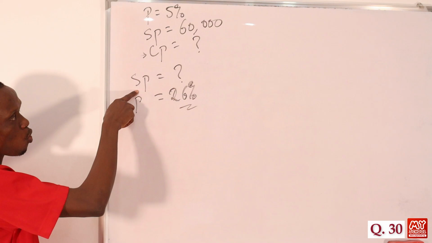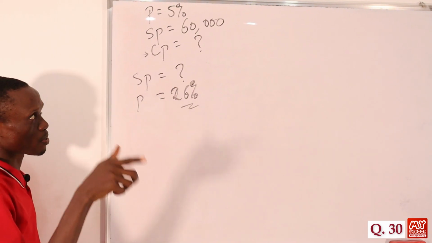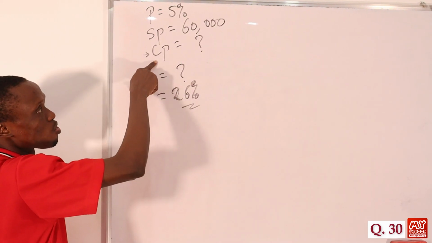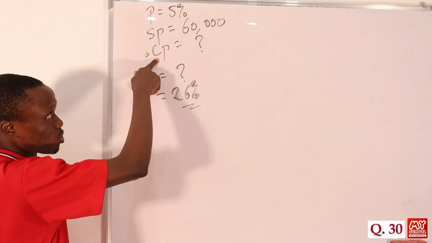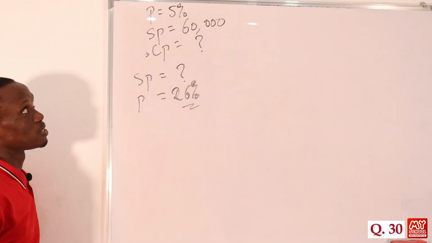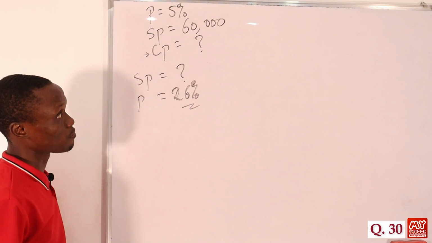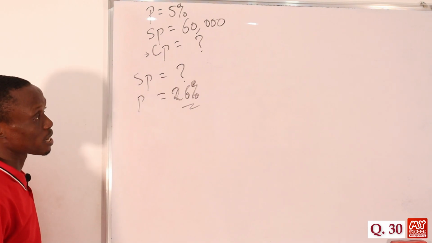In order for us to be able to calculate the new selling price, first of all we have to calculate the initial cost price, when the man made a profit of 5%. To do that is very easy.